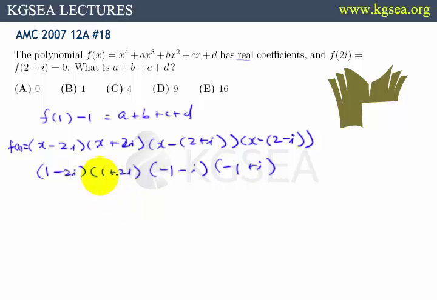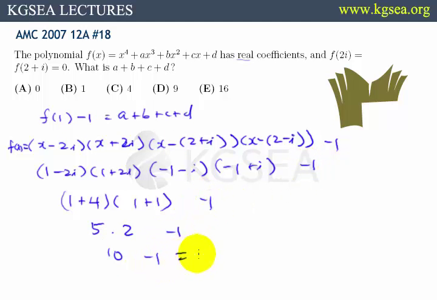Okay, so now multiplying this is easy. This is the difference of squares form, so it becomes 1 plus 4 for this guy, and this becomes 1 plus 1, which is 5 times 2, which is 10. But then again, I have to subtract 1 all the way. So I have to subtract 1 from them. So the answer is 9. So the answer is D.